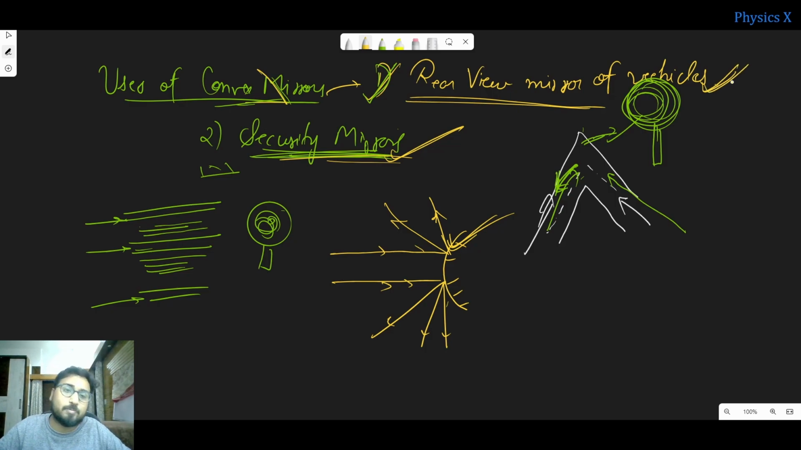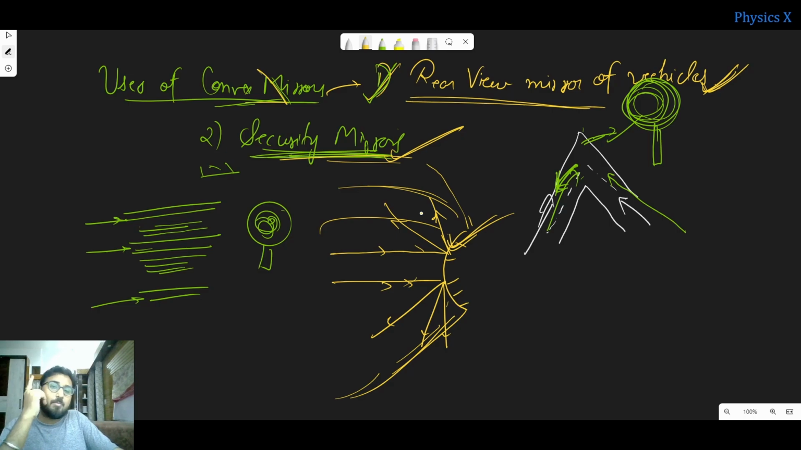Basically, we take advantage of this larger field of view. From this area, we can completely see up to this area. So that is the major use of convex mirror.